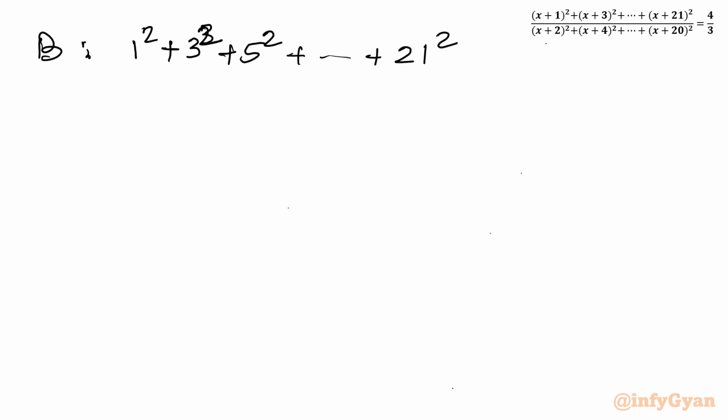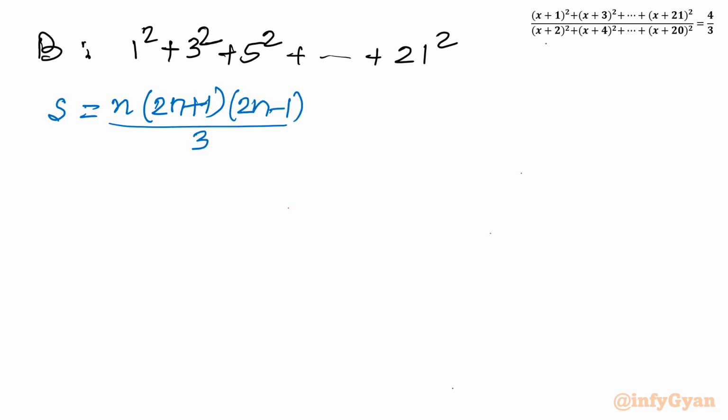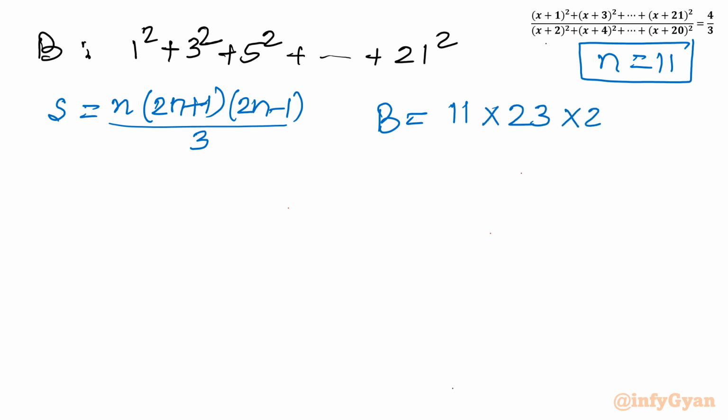Now I will use the straight away formula. The formula is S equals n(2n plus 1)(2n minus 1) over 3. Here in this case n is equal to 11. So let's apply. The B value will be equal to n(2n plus 1)(2n minus 1) over 3. Let me write n is 11, 2n plus 1 is 23, 2n minus 1 is 21, over 3. If I cancel 3 and 7, writing 7 over there, then this value comes out to 1771.